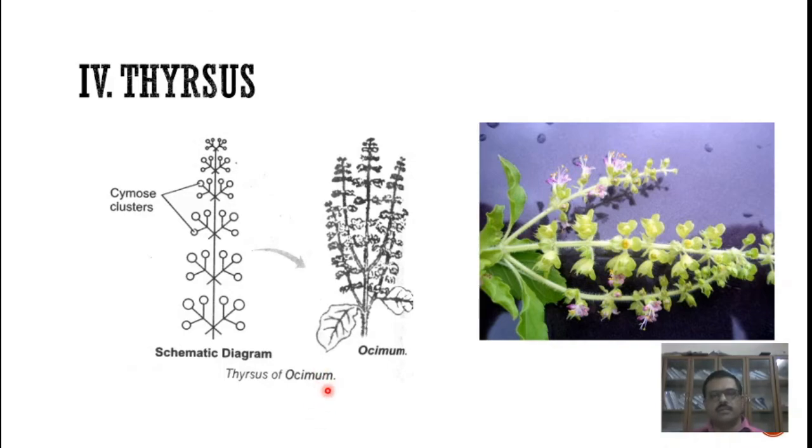THYRSUS is what we see in tulasi. So in this type of inflorescence, there is a peduncle showing unlimited growth, as we can see in the case of racemose inflorescence. And on this peduncle we see the formation of simple cymes on either sides in acropetal succession.